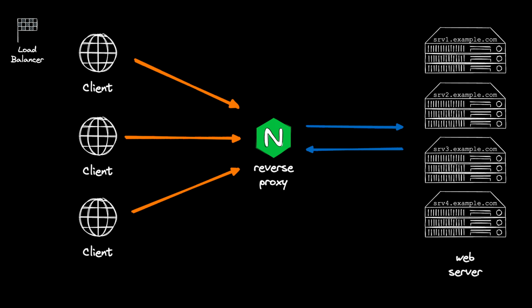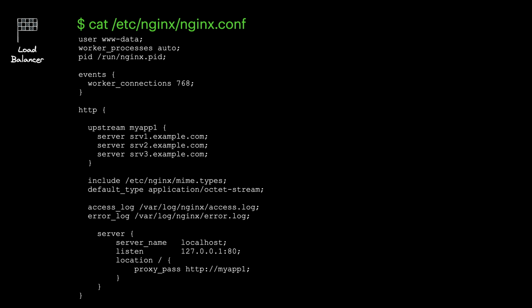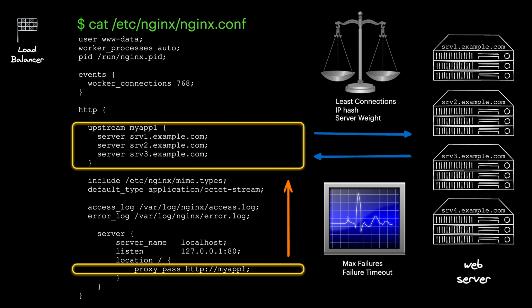Load balancing. The reverse proxy configuration can be extended to balance the requests between multiple backend servers. This allows better application scaling. The application availability is also improved by utilizing backend server health checks.